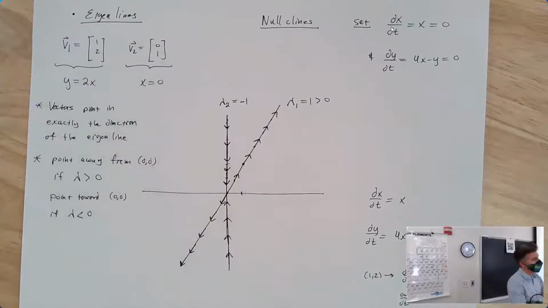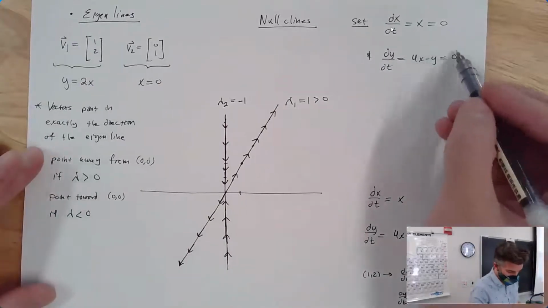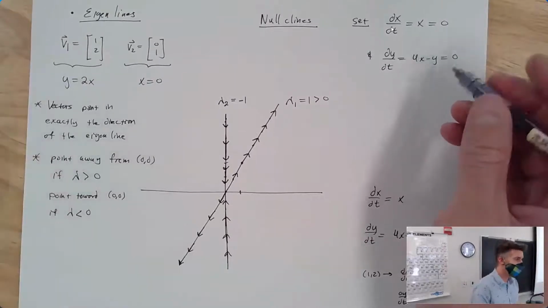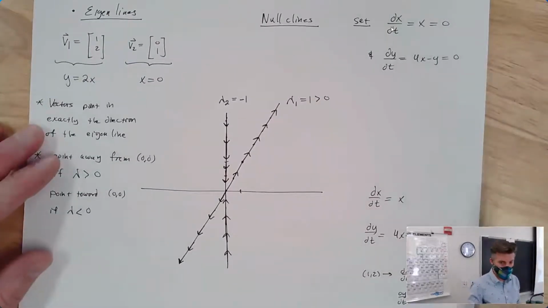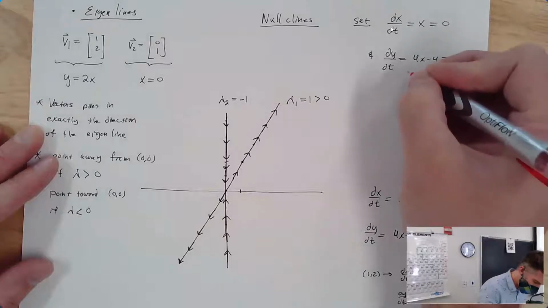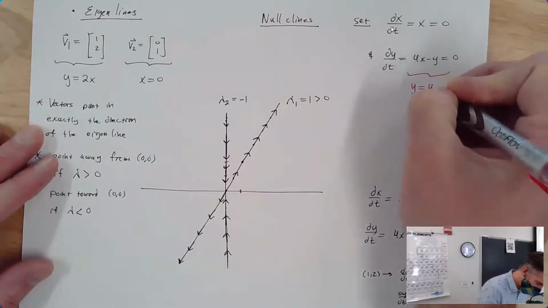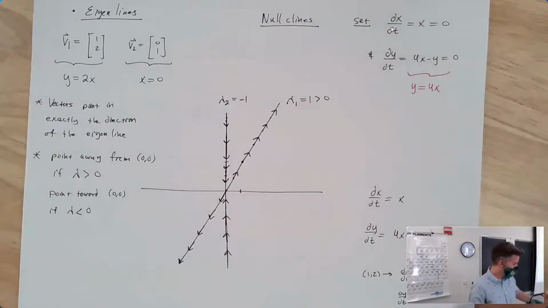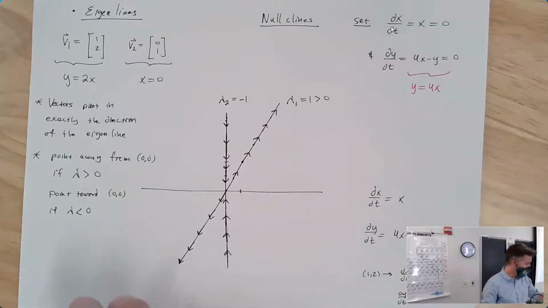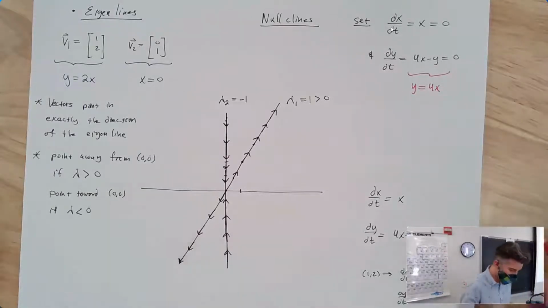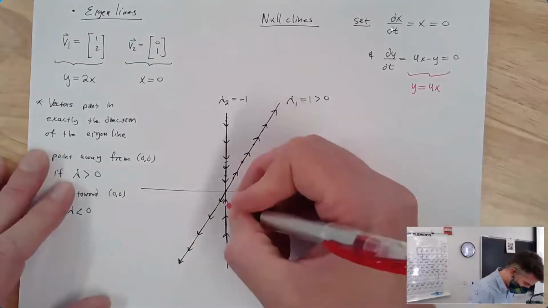We care about that, but that's not the point. The point here is I want to find the curve or line that solves this. Well, that's not that terrible. I'm just getting y equal to 4x. So y equal to 4x is my nullcline. So I'm going to try and draw this.